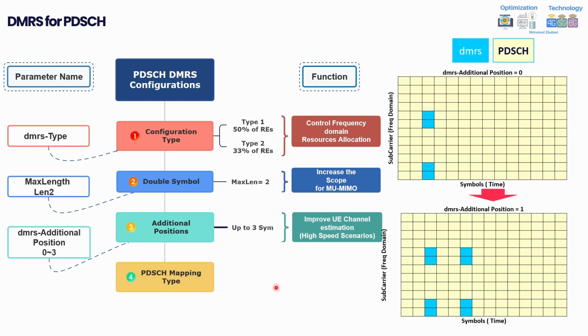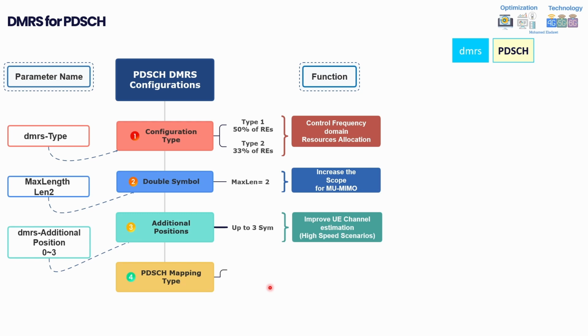But simply, this is what you do. You have two types of configurations. You have something called type A and type B. Type B, if you hear this technical term, is called front-loaded. What does front-loaded mean? I will explain it now to make it easier for you. Type B means that front-loaded. This means that whenever you have a type B configuration, the first symbol of the PDSCH will always be associated with DMRS.